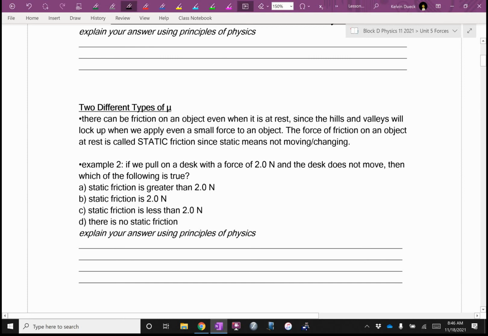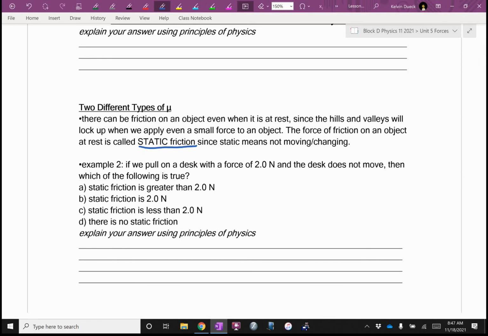I'm not going to test you on this next bit. We're going to pretend for the unit that there's only one type of stickiness. We're going to use it interchangeably in any situation. But to explain why you can ease up, I'm going to tell you there's actually two different types of stickiness. There's friction on an object when it's at rest because those hills and valleys will lock up. Those microscopic hills and valleys that we talked about between two surfaces, they'll lock up even when we apply a small force to an object. When the object is at rest, we call that static friction. Static means not moving or not changing.